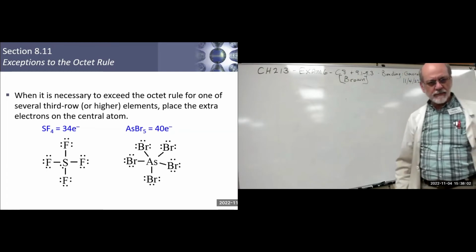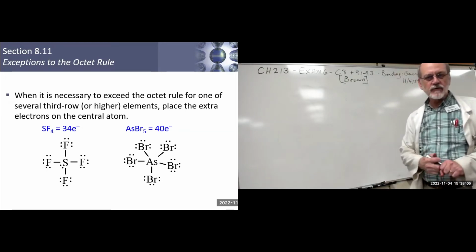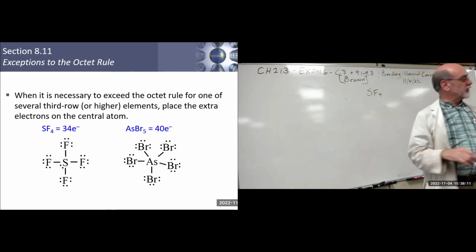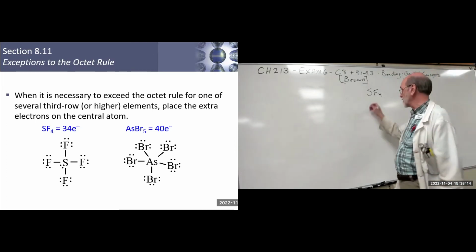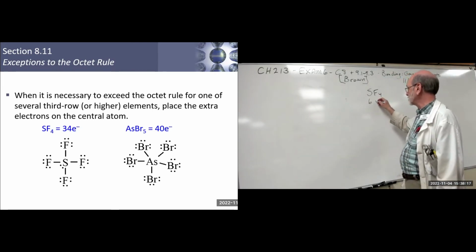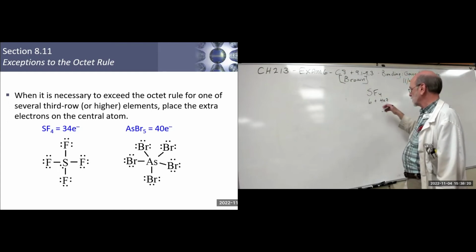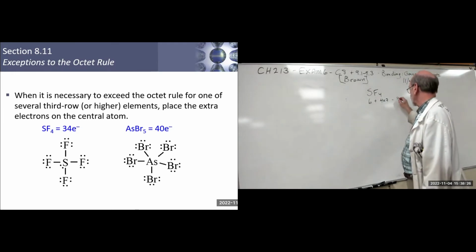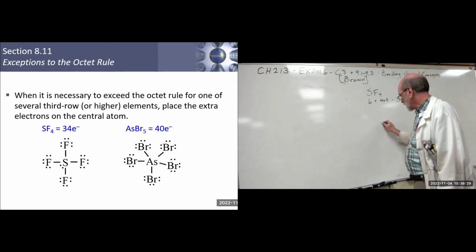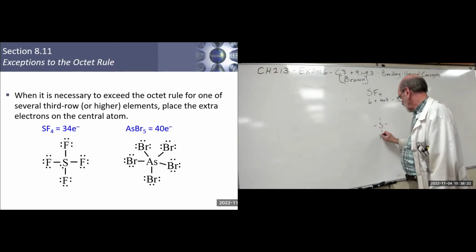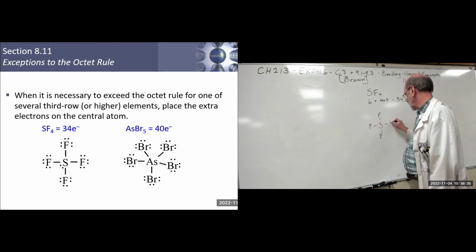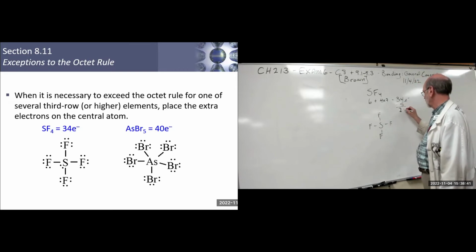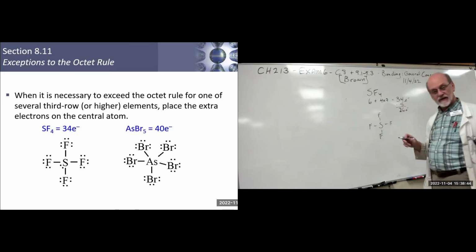We'll take one of these examples. How about sulfur tetrafluoride? Sulfur, it's in the chalcogens, the oxygen family, so it has 6. Each one of these has 7. 4 times 7 is 28, and 6 is what? 34. Sulfur in the middle, fluorine, fluorine, fluorine, fluorine. 2, 4, 6, 8. 26 electrons left.